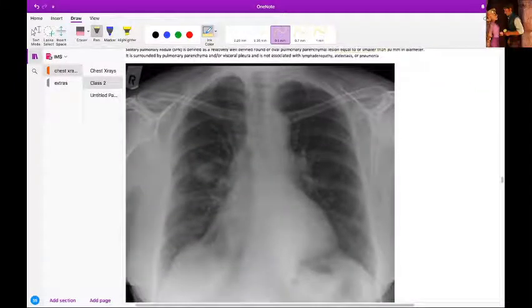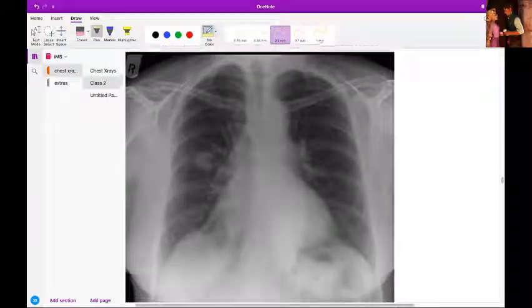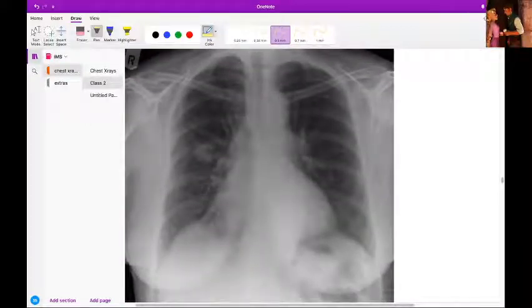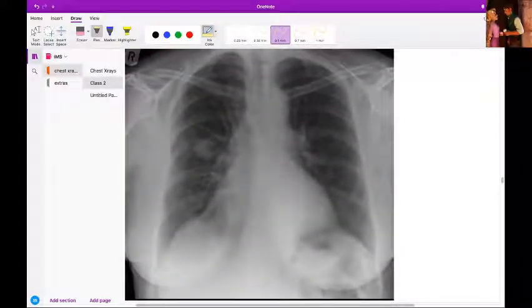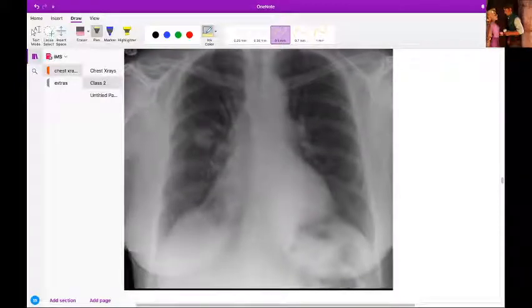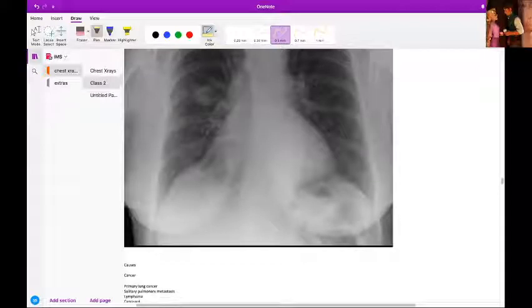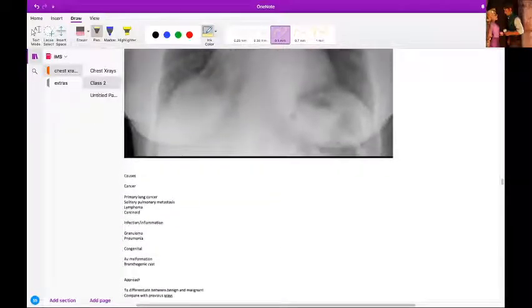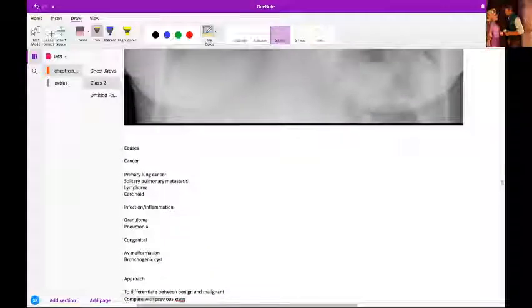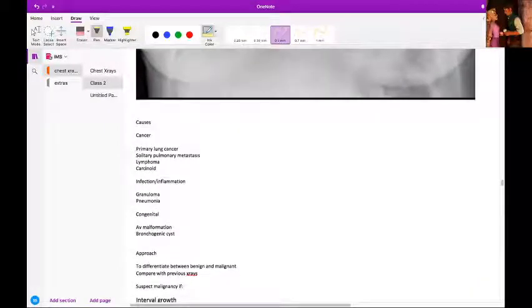So, cancer. It could also be benign, hamartoma, granuloma. Yeah, if it's changed, so now we'll come to that. All of these can be the causes of a solitary pulmonary nodule. They can be cancer, can be a solitary pulmonary mets also, granuloma, pneumonia, AV malformation.